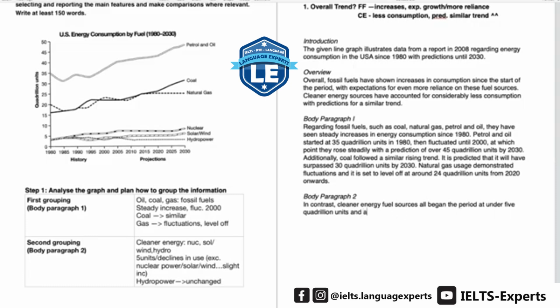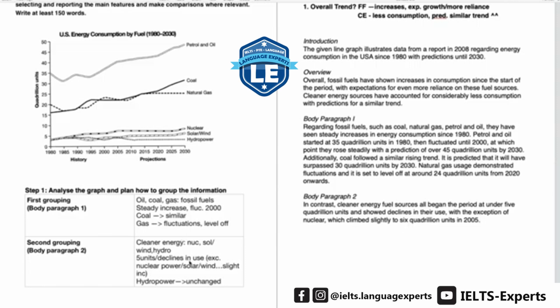And I'll say, and showed declines in their use with the exception of nuclear, which climbed slightly to 6 quadrillion units in 2005. And I am being specific here because I want to add detail. We see that nuclear rose above 5. It looks like it's 6. So I've used the specific information here.